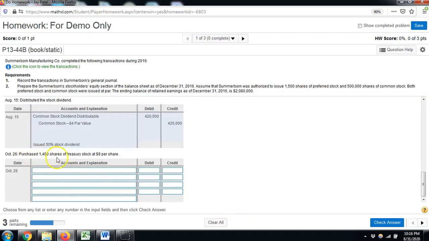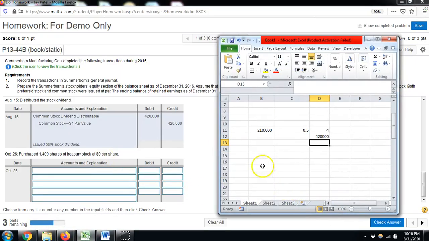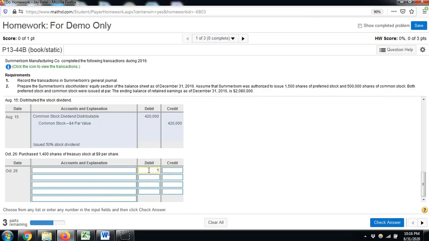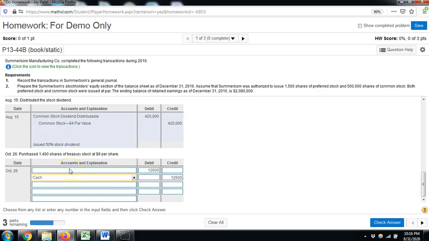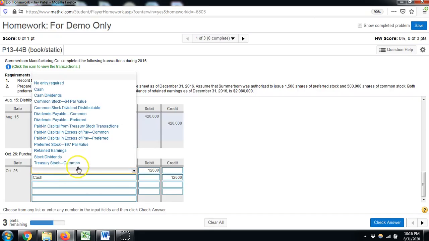So we purchased 1,400 shares of treasury stock at $9 per share. So basically we need to figure out how much cash we paid. So we take our 1,400 shares, it's $9 per share. So if we multiply those two together, it's 12,600. So when we buy treasury stock, we're using cash, and we are buying treasury stock, common.